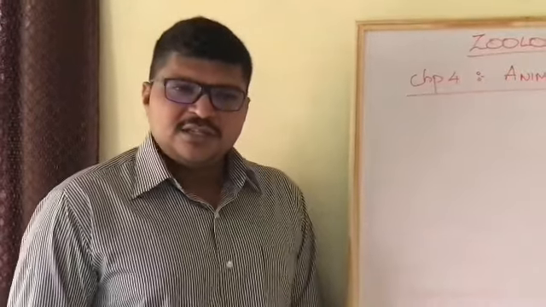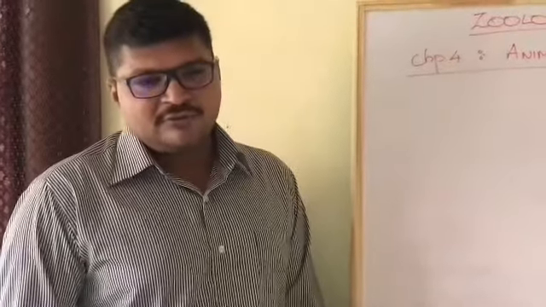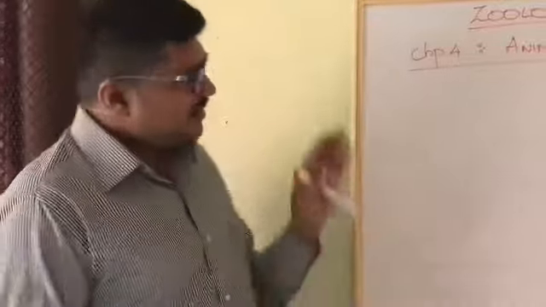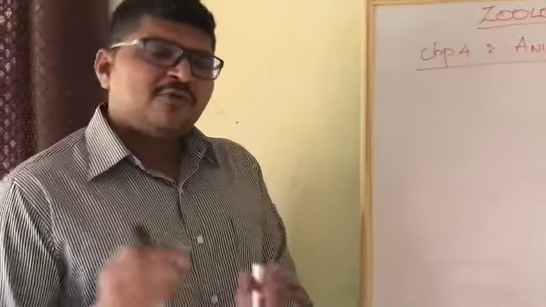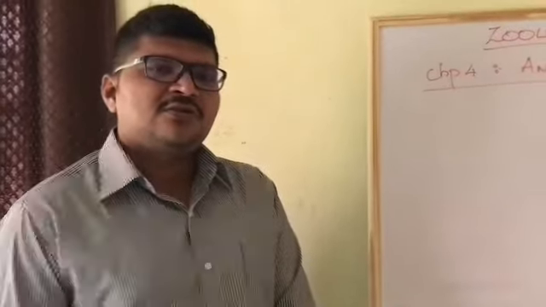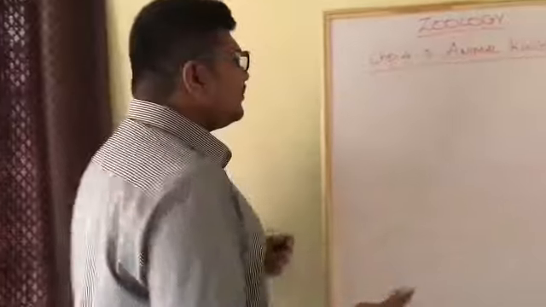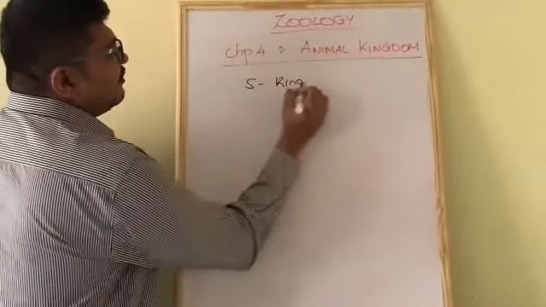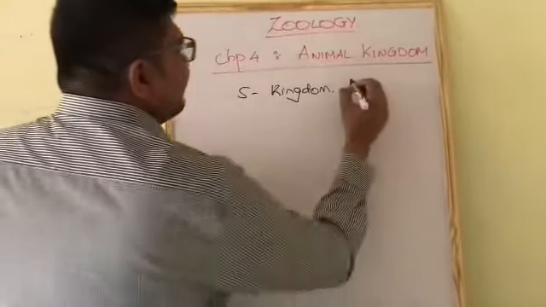Good morning, students. Today in zoology class we are going to do chapter 4 of the class 11 syllabus, which is Animal Kingdom. It's written on the board for you. In depth you have already been taught. Today, before we solve the multiple choice questions given to you, we'll have a short summary and understand about the chapter. It's worth mentioning the 5 kingdom classification, which revolutionized the classification of the animals.